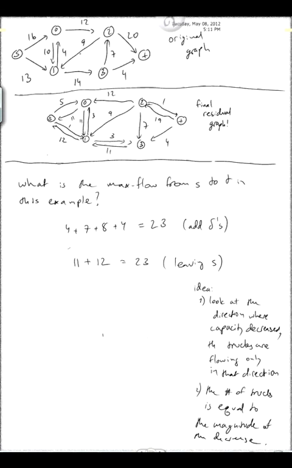What about this edge from 2 to 1? How many trucks are flowing from 2 to 1? Well, the original capacity is 9. In the final residual, the capacity is still 9, which means 0 trucks are flowing from 2 to 1.